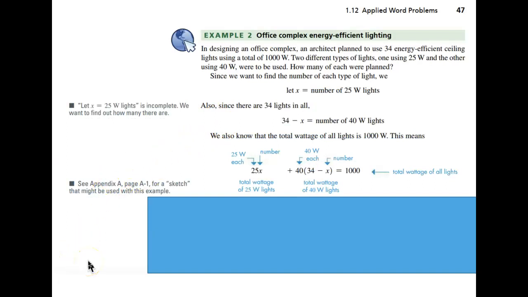So we're going to let X represent the number of 25 watt lights. Now there's 34 of them in all, so that means the number of 40 watt lights has got to be 34 minus X. So that's that next step in the procedure where we identify this other unknown in terms of the first one. And since we also know that the total wattage of all the lights is 1,000, that means the number of watts used by those 25 watt lights plus the number of watts used by the 40 watt lights is going to give us a total wattage of 1,000.